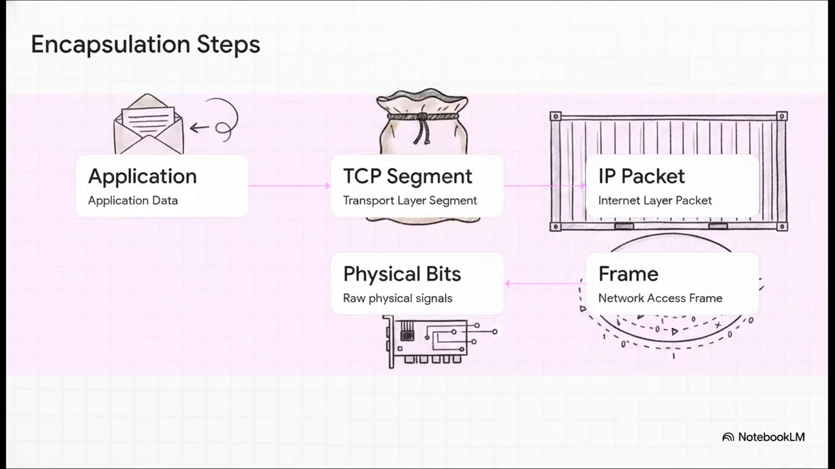copy. The best way to visualize this is like Russian nesting dolls. It's a process called encapsulation. You put a letter in an envelope, stick that in a mail bag, and load the bag into a shipping container. In your computer, your raw application data gets wrapped into a TCP segment, then wrapped into an IP packet, until it finally drops down to our network access layer where it's wrapped into a frame. From there, it's converted into raw physical ones and zeros to be blasted across the network.